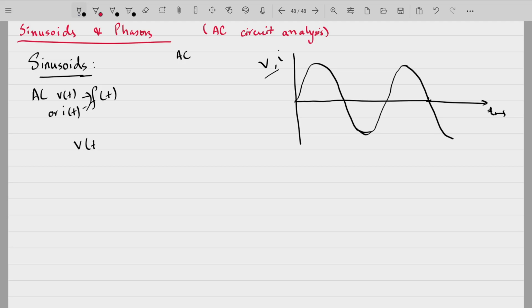Right? So you have v(t). It will be a function of sine of t, or it will be a function of cos of t. The same for i(t). It will be a function of sine of t, or a function of cosine of t. It is changing with respect to time, and it is changing sinusoidally with respect to time. Now, a sinusoid is a signal that takes up either of these two forms, a sine function or a cosine function.